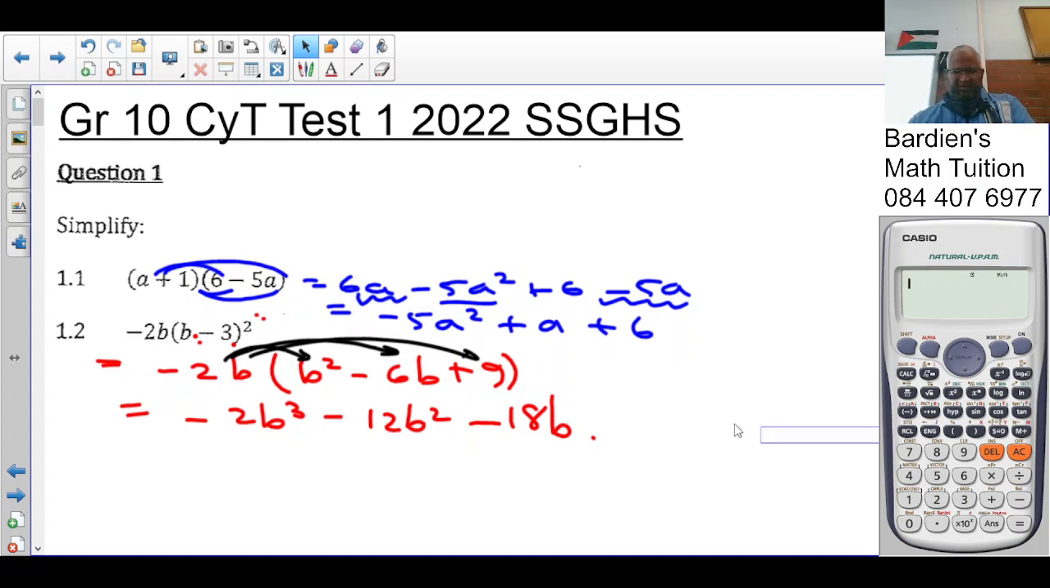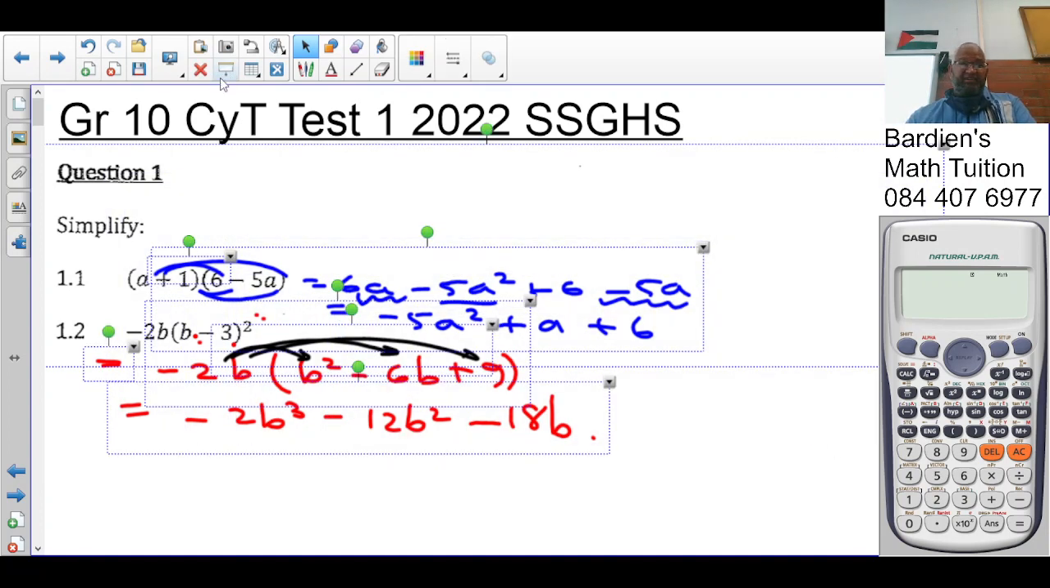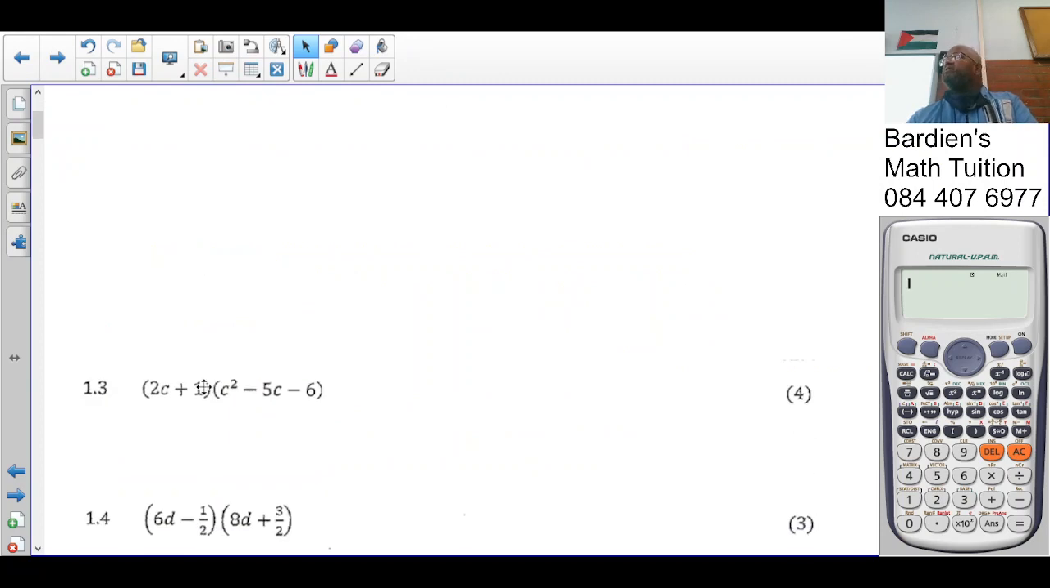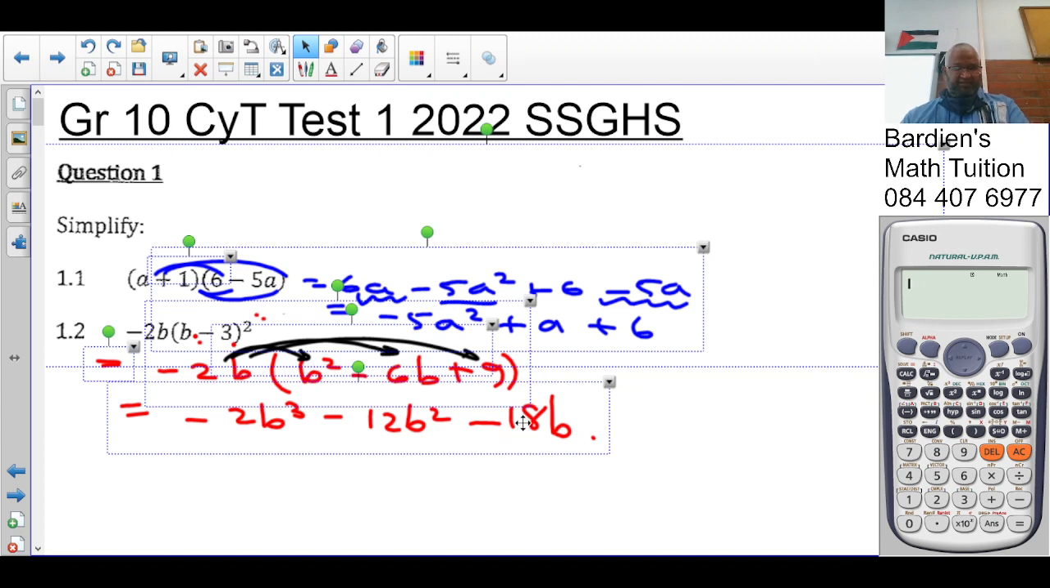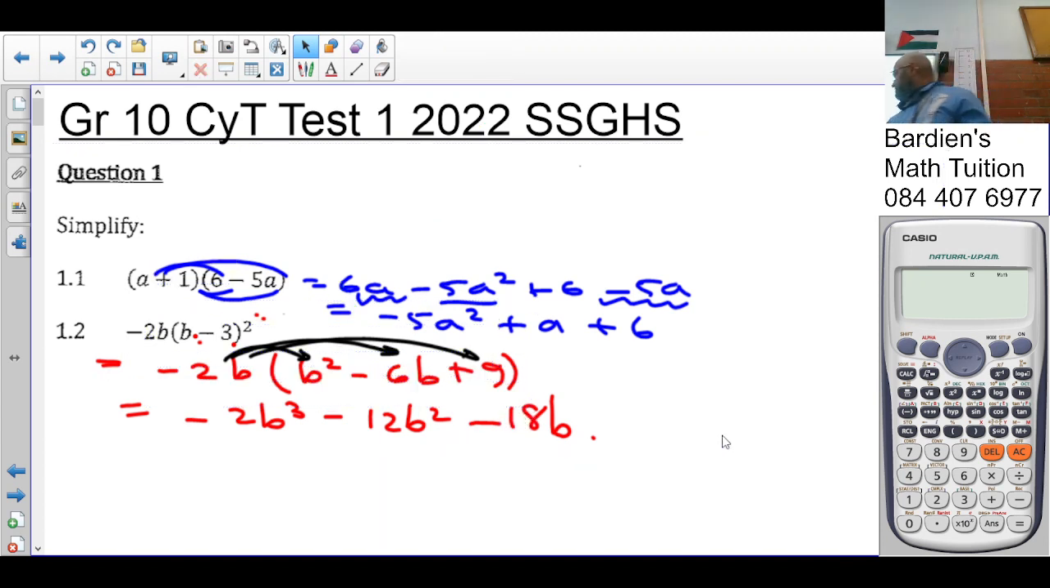Please let me know. Sorry? After? Positive 12b squared. Positive, okay? My mistake there. Negative times negative is definitely a positive. Yes, I made another mistake. So on the first one, 1.1, my answer was a minus 5a squared plus 6. Not wrong. Is correct? Did I mark it wrong? Yes.